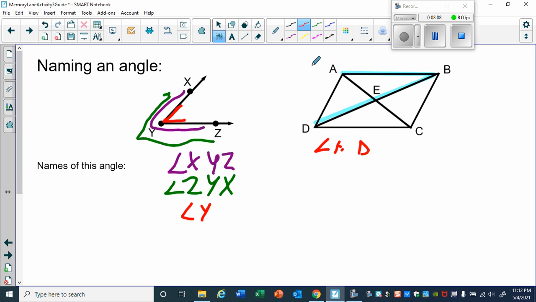Oops, let me write the letters a little bit more legibly. So ABD, that's the angle that is highlighted in blue. But notice, now you could also start from D, go to B, and end at A. So you could also say angle DBA. Again, the middle letter is always your turning letter.